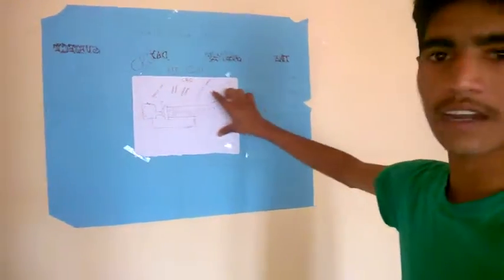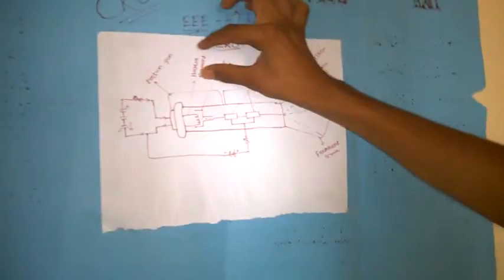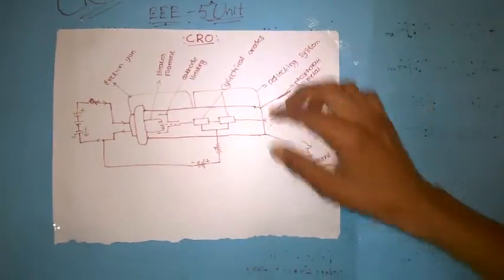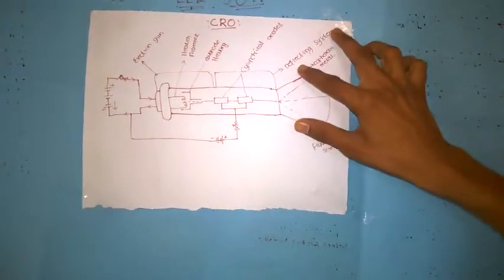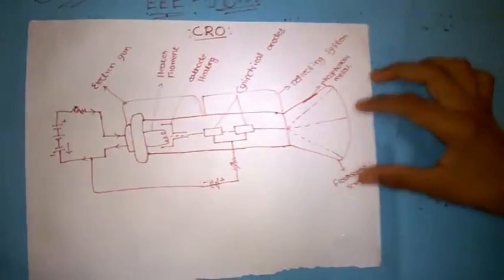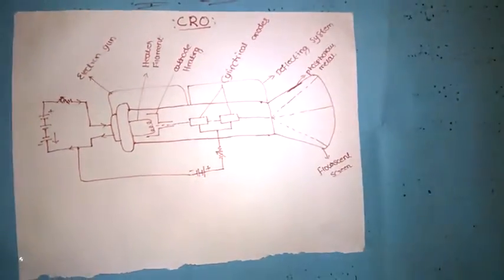See, this is the schematic diagram of the CRO, and in this we have the heater filament, cathode heating, and cylindrical anodes. This whole system we call the deflecting system, and this system has the electron gun. This is the fluorescent screen, and here we are using phosphorus metal.